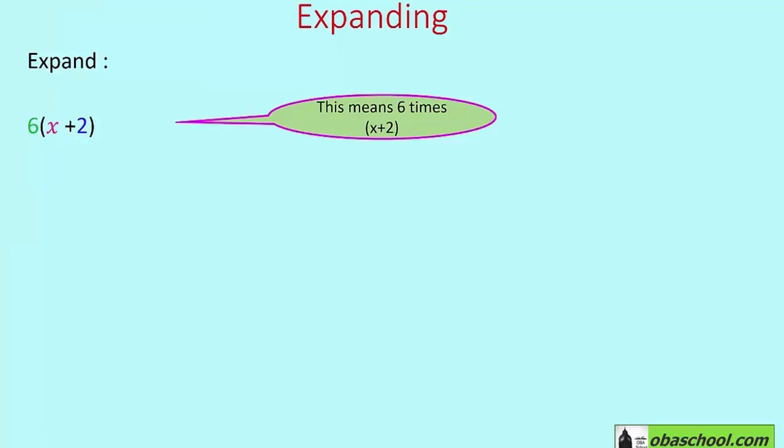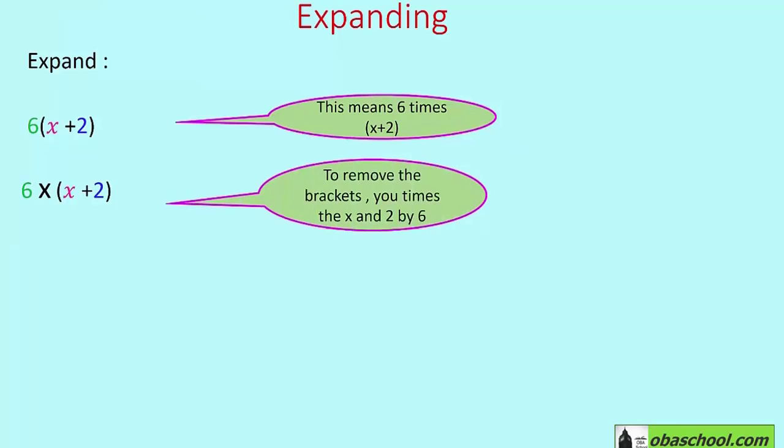Now, to remove the bracket, you have to multiply 6 times x plus 2, which means in order to get rid of the brackets, we must multiply the x and 2 inside the bracket by the number 6, which is outside the bracket. So we will have 6 times x plus 6 times 2.